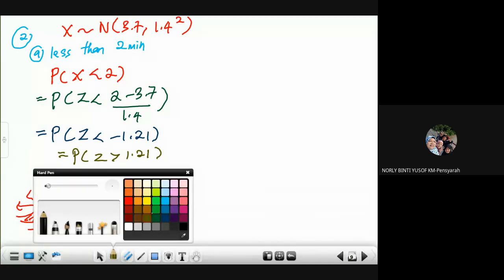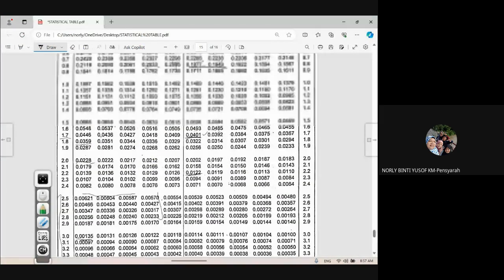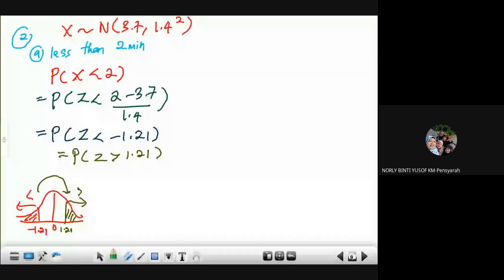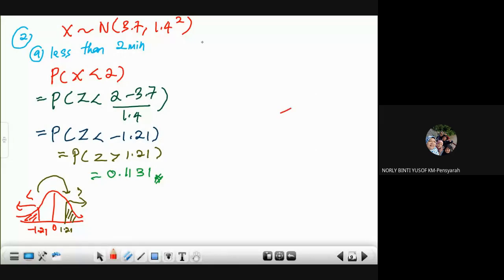Dan barulah you baca table untuk 1.21. You akan dapat nilai dia nanti. You baca samalah, cara baca sama. 1.21. So kalau you baca kat sini 1.21, sinilah 0.1131. So that is your probability value. Okay, itu untuk 2A tadi. Lepas tu 2B tadi dia punya soalan adalah more than 6 minute.